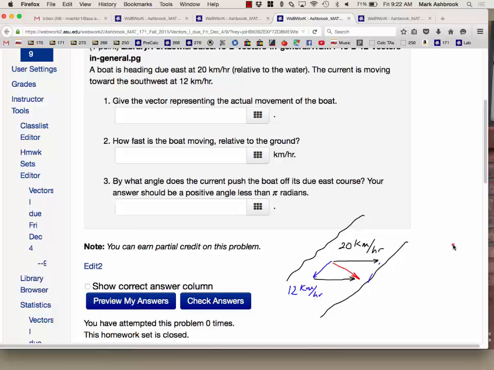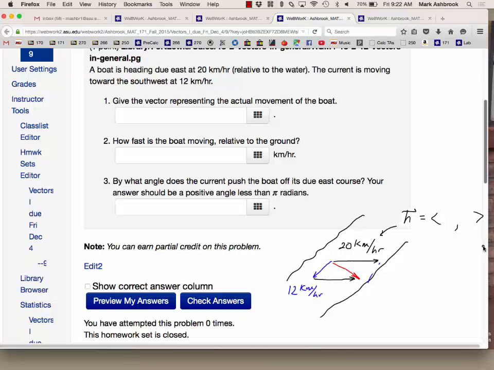Okay, so how do we add vectors? What do we need to add vectors? Polar representation or component representation? Right, so we said with adding vectors, you're going to need component representation, so you can add your x components, add your y components. Okay, so we'll call this vector H for heading. What are the components of vector H?